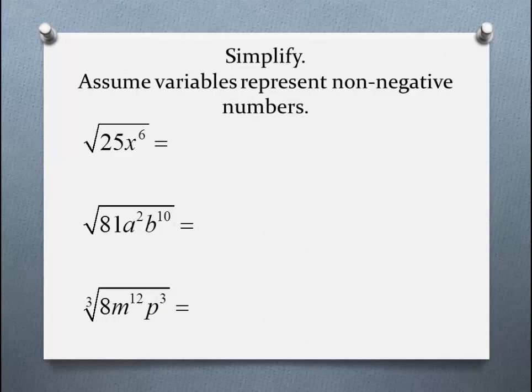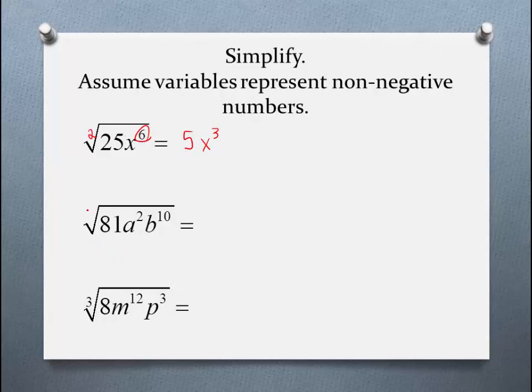First, in all of these first three examples, we have an index that divides evenly into the exponent on the variable in the radicand. So in the first problem, we have an index of 2. That means it's a square root. We want the square root of 25x to the 6th. Square root of 25, recall, is 5, and the square root of x to the 6th, if you divide the index into the exponent, you get x cubed.